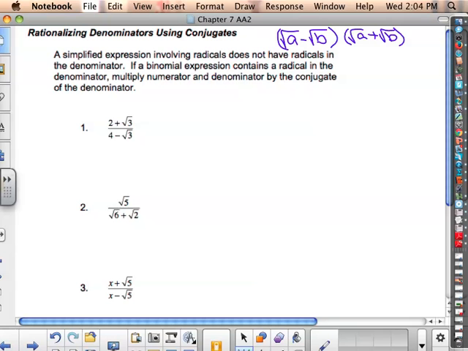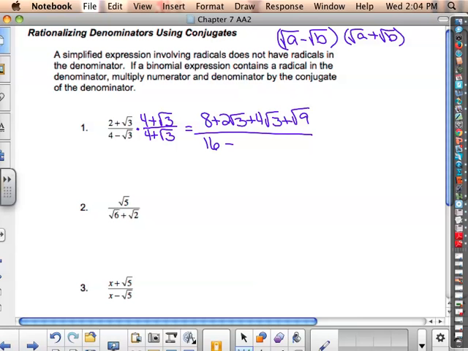So for the first one, I'm going to multiply numerator and denominator by the conjugate, which is 4 plus the square root of 3. So in the numerator, when I FOIL, I'm going to get 8 plus 2 root 3 plus 4 root 3 plus the square root of 9. And then in the denominator, I will have 16 minus the square root of 9.